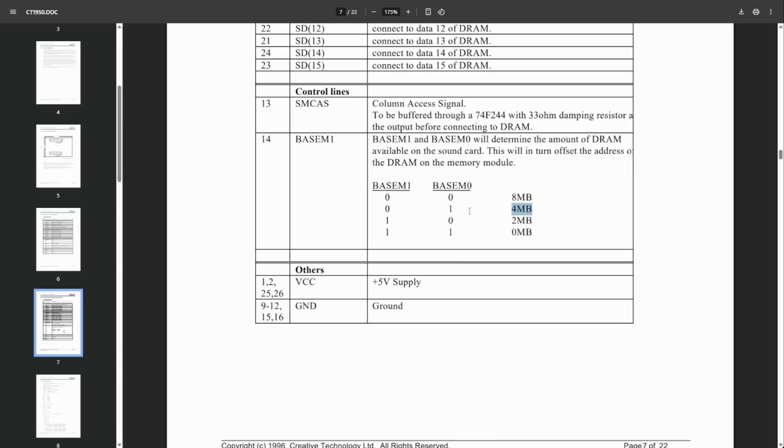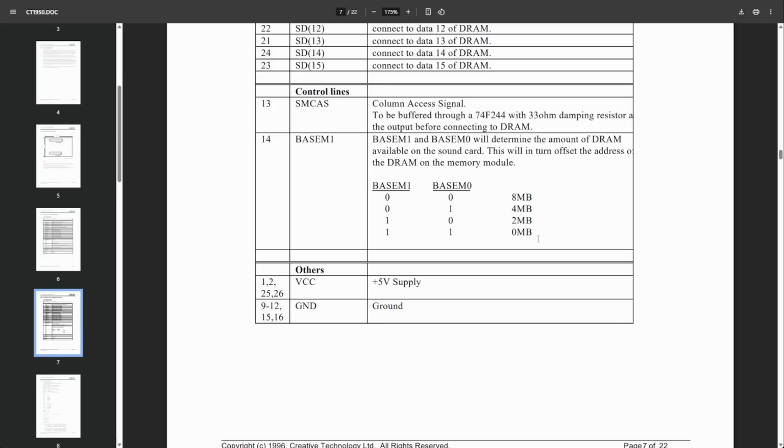Then we have this one, which is important because this is our configuration for the AWE64 Gold. And there's one more configuration when both of the signals are low. That means we have 8 megabytes on the sound card. I don't think there is any AWE64 that has 8 megabytes of memory on board, so I don't think this configuration is used. I know you can upgrade the value edition from 512 kilobytes to 2 megabytes by replacing the onboard memory chip, but I don't think that Creative sold sound cards with that configuration. So what is missing in this list is the standard 512 kilobytes that the AWE64 value was equipped with.